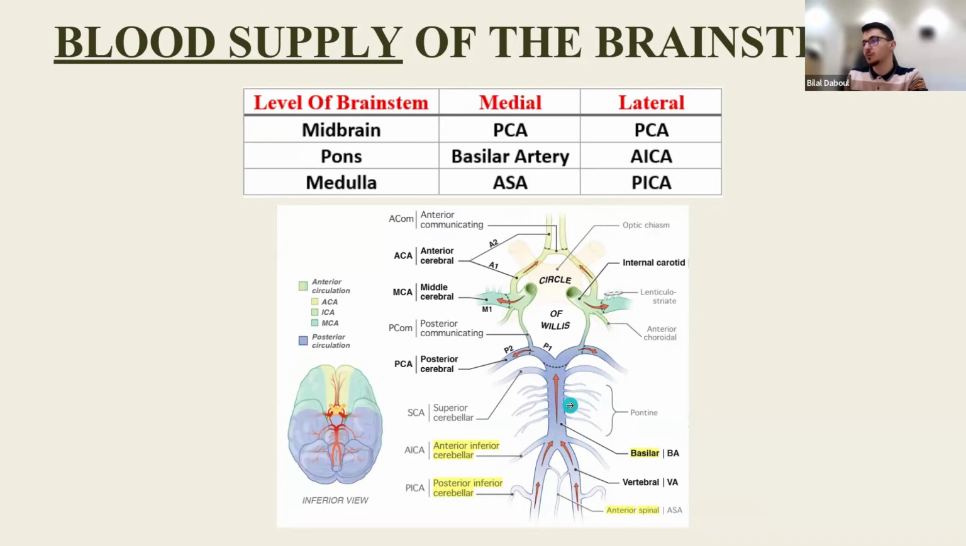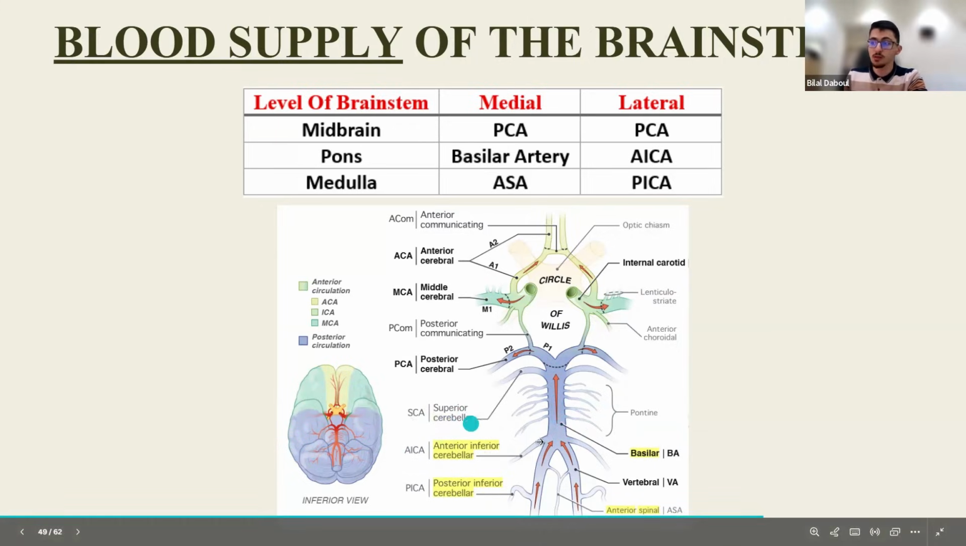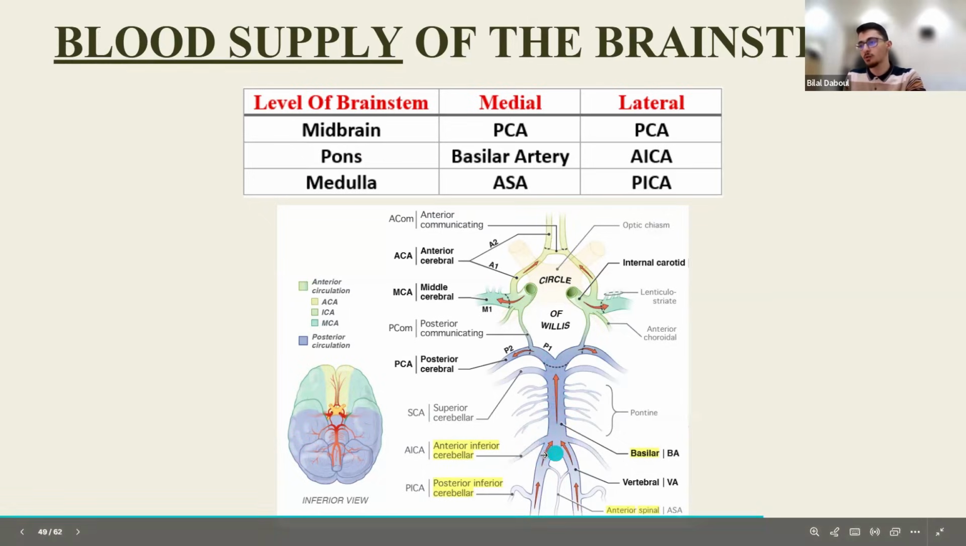Now, for the final thing, it would be AICA. Okay, the anterior inferior cerebellar artery supplies the lateral pons. It's a branch of the basilar artery near the junction of the vertebral and the basilar arteries, and it supplies the lateral pons. Okay. And that's it for the blood supply.